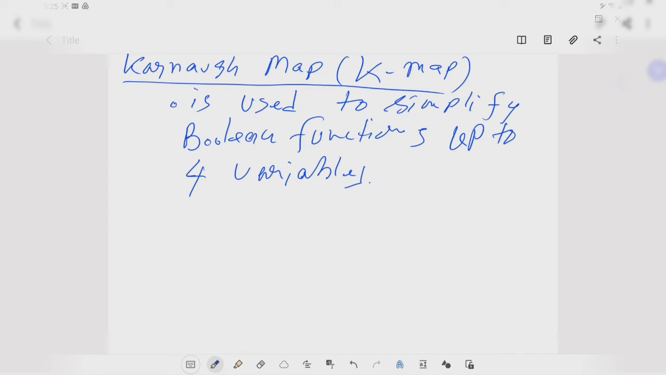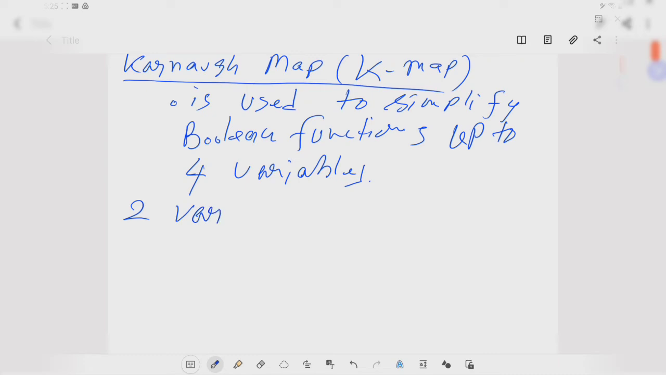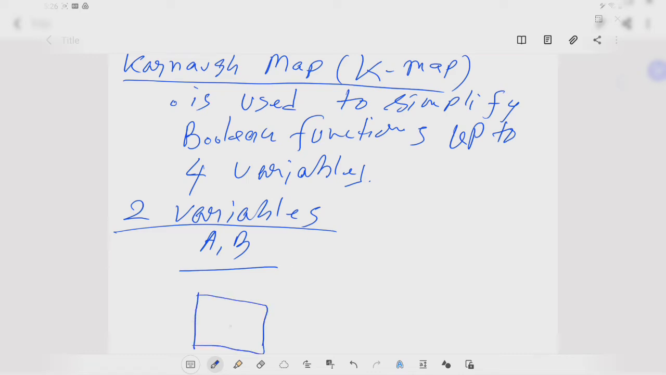What will be the structure of the K-map for 2 variables? Let's consider the 2 variables A and B. For 2 variables we have 4 minterms, and we need 4 squares. On one side we have A, and on the other side we have B. A can be 0 or 1, B also can be 0 or 1. So the total combinations are 4: 00, 01, 10, 11, and the total minterms are also 4.